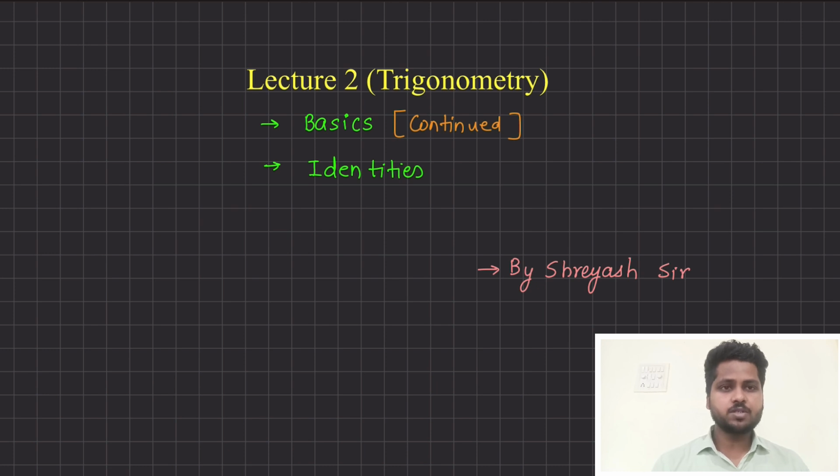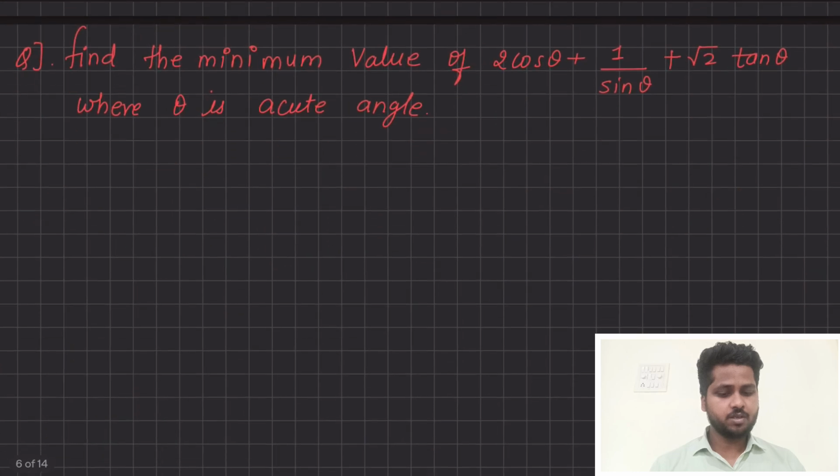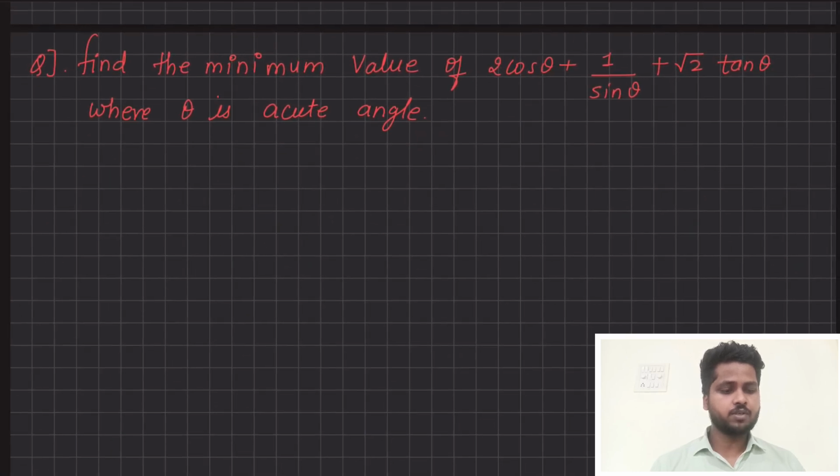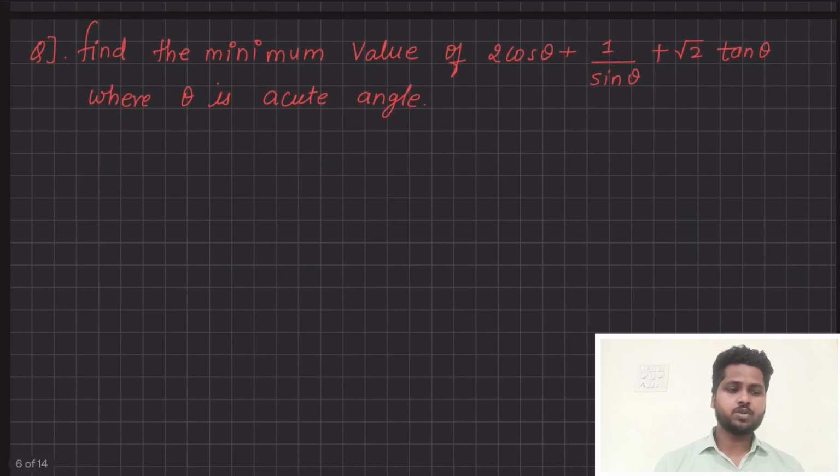Today we are going to discuss a very interesting topic of trigonometry with some basic questions and identities. So let us start with the question. Today's very first question is: find the minimum value of 2 cos theta plus 1 upon sin theta plus root of 2 tan theta, where theta is an acute angle.